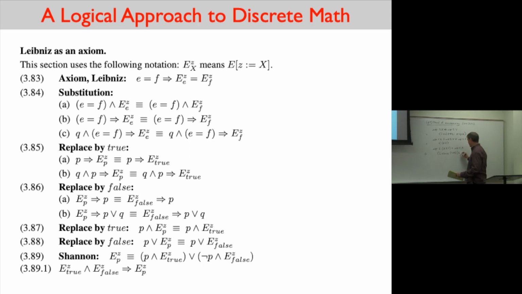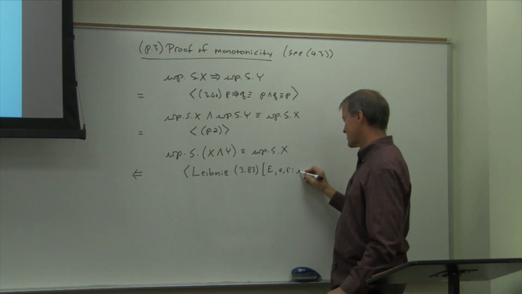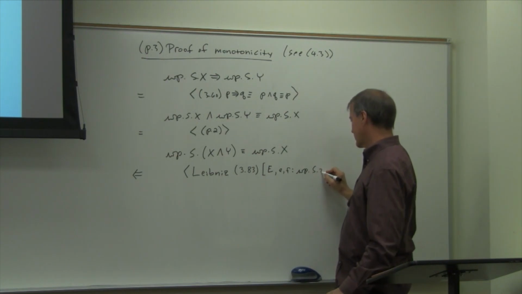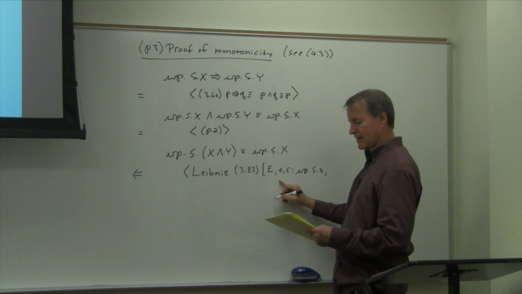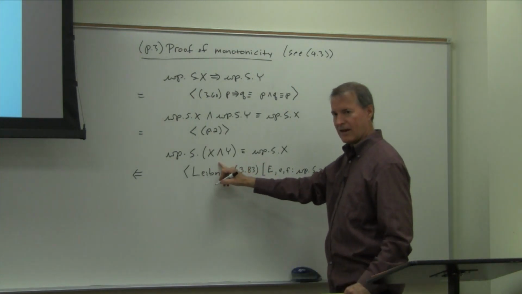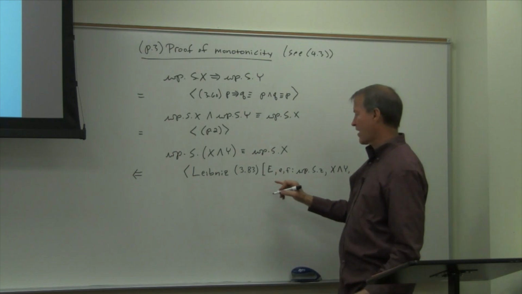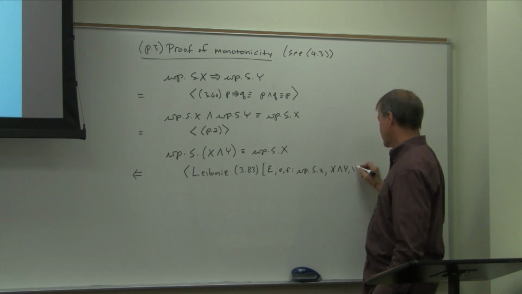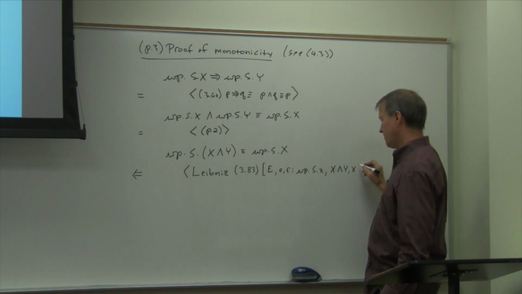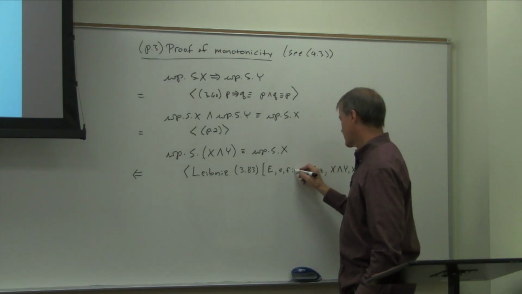We have E in here, in 3.83 we have a big E and a little e and a little f, right? And so what are we saying that is? What's the expression? WP.S.Z. Oh, you guys are good. WP.S.Z, comma, and now what's our little e? X and Y. Are you with me? So that's X and Y. And then what's our little f? X. Don't forget the textual substitution, colon equals after the semicolon. Oh, yes.